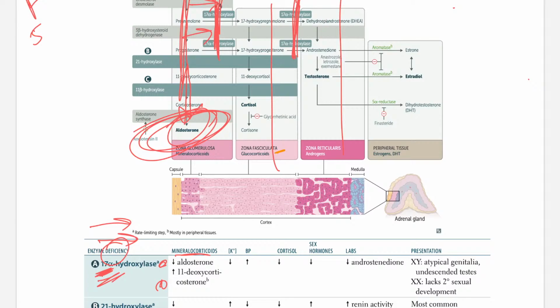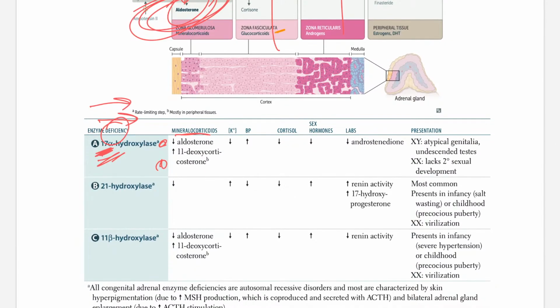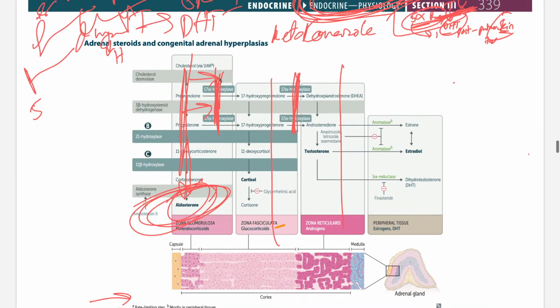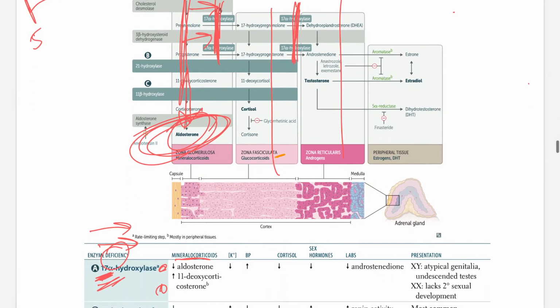What is this? Let me read one more time. 17, what did we talk about? We said 17, there is a deficiency of 17 hydroxylase. When it is deficient, why do we have a decrease in aldosterone here? Okay, let's just skip this part.